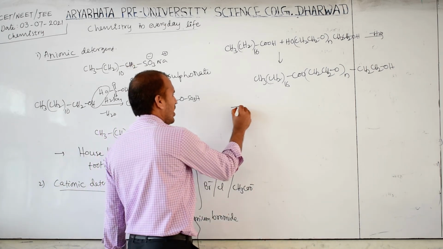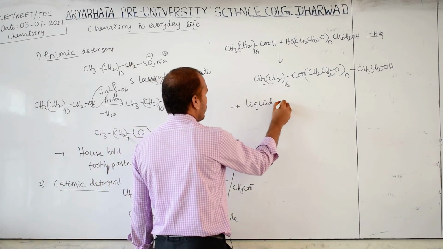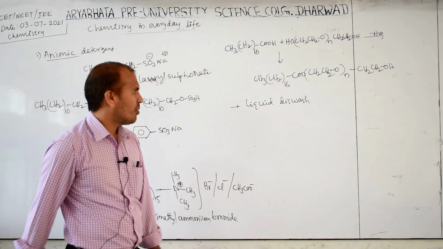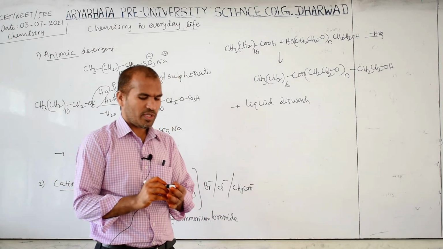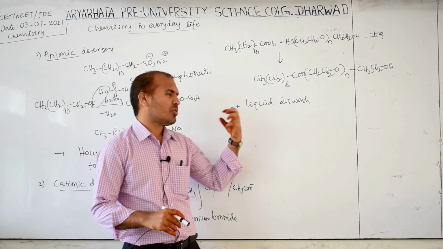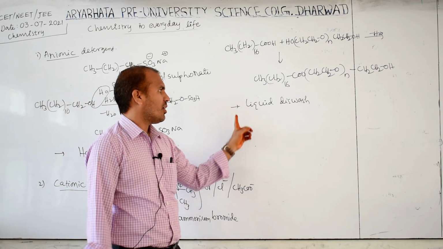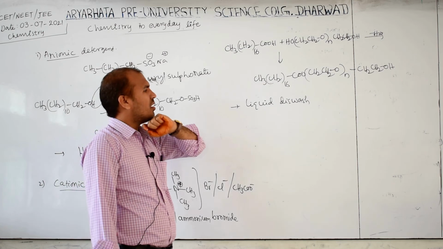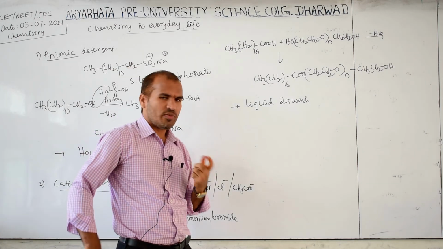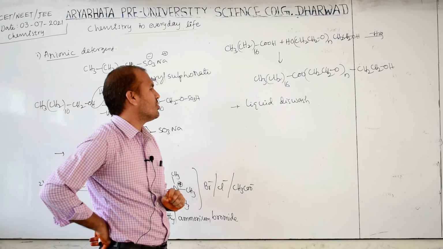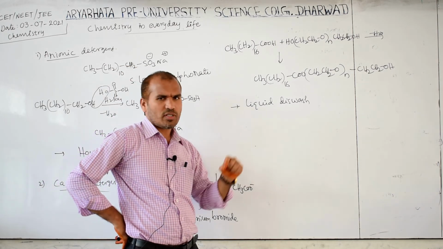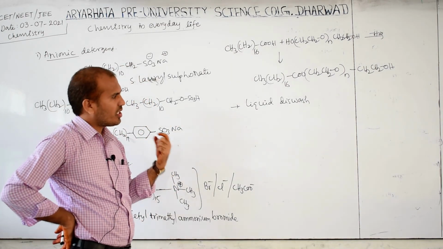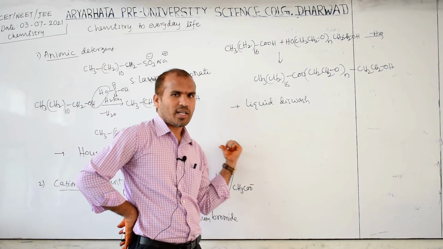Generally this is used in liquid dishwash. You may know that Vim gel and Prim and other liquid gels are used for liquid dishwashing purposes, and nowadays some dishwashing machines are also there. In those, some powder form is used, which is different. So these liquid dishwashes also work like this detergent. This cleansing action is similar to the detergent and soap.